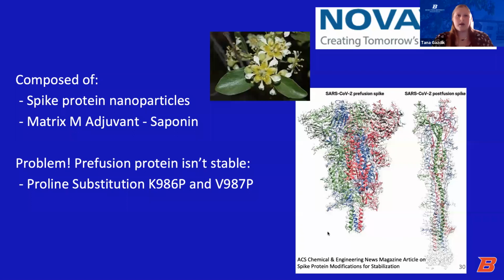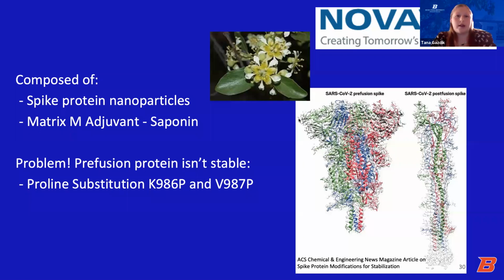Okay, so what is it made of? The two major components are the spike protein nanoparticles, and then also the Matrix-M adjuvant. In this case, they use saponin, which is extracted from the Chilean soapbark tree. This picture represents that right there. And interestingly, we already use it in food products such as root beer foam and Slurpees. So we already know it's safe to use.